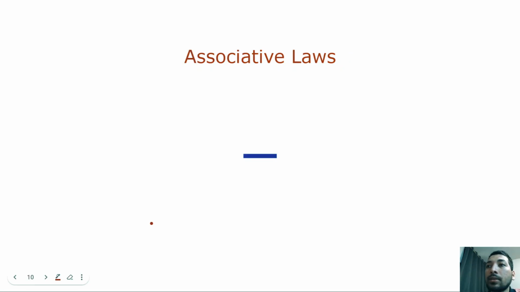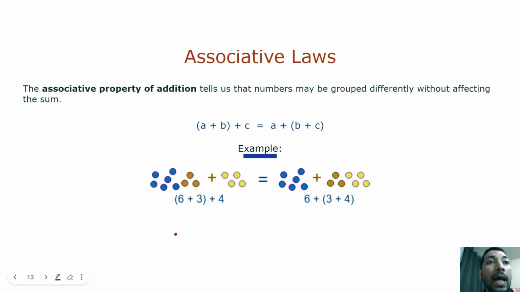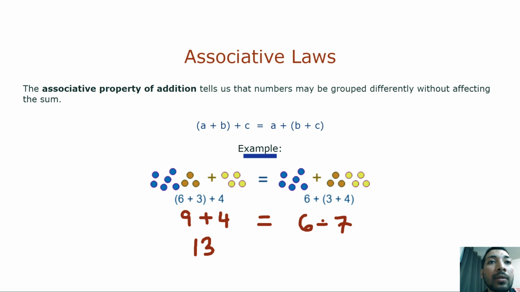Up next, we have associative laws. The associative property of addition tells us that numbers may be grouped differently without affecting the sum. For example, if we add 6 plus 3, that equals 9. And now if you add 4, 9 plus 4 equals 13. Now, if you group the numbers differently, 3 plus 4 equals 7. 6 plus 7 equals 13 as well. This is how the associative property of addition is applied.